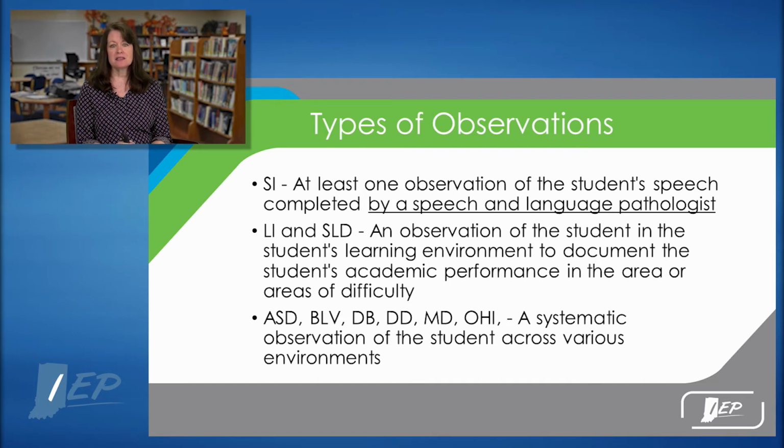Finally, a systematic observation is an observation required across environments. So at least two different settings or environments, and this type of observation is required for multiple areas: for autism spectrum disorder, blind or low vision, deafblind, developmentally delayed, multiple disabilities, and other health impairments. So those are a lot of different areas that have that requirement for systematic observation. And we're going to go into several of these in a lot more depth.